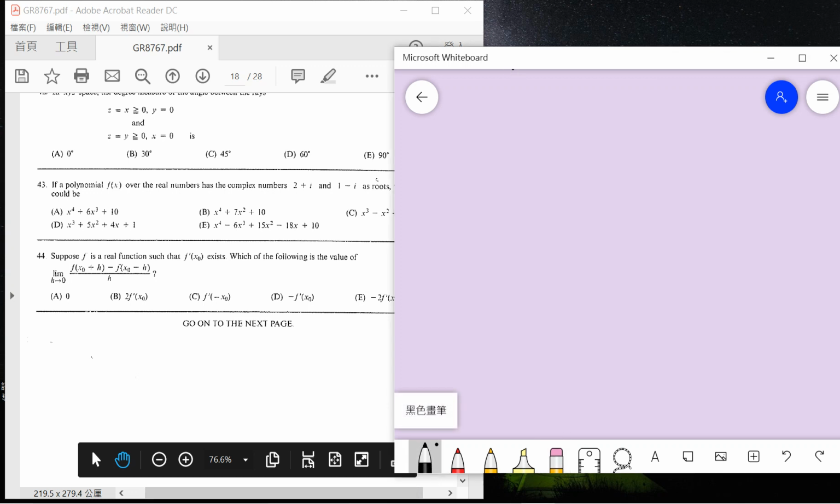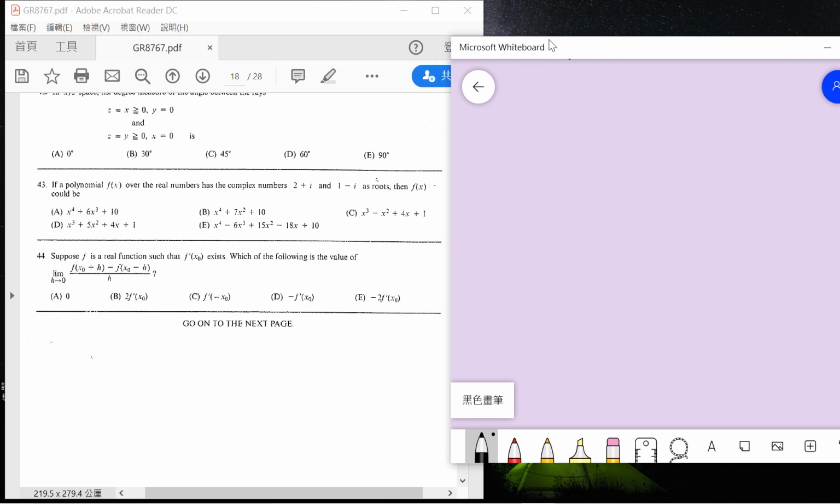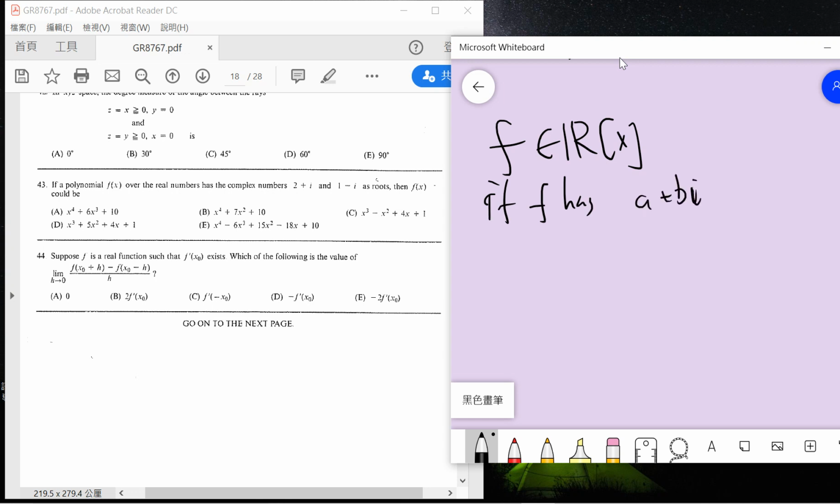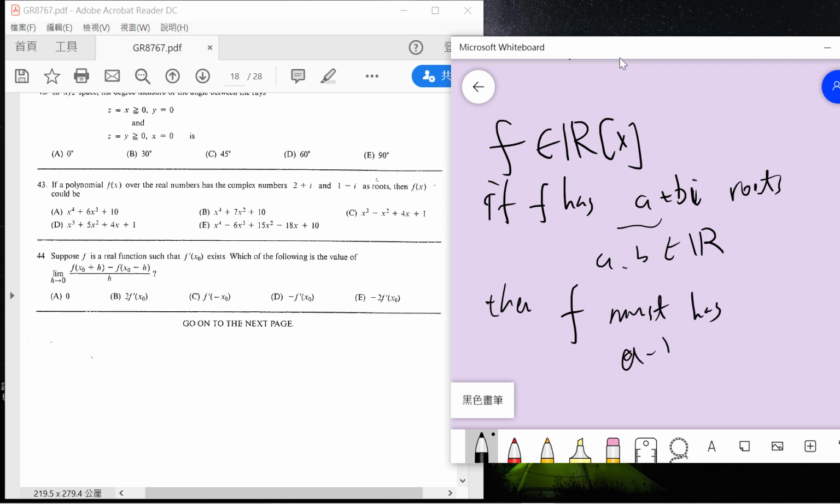So that means solve 43. If a polynomial over the real numbers has a complex number like 2 plus i and 2 minus i as roots, then f of x could be... Okay. So remember that if f belongs to the real coefficient polynomials, and f has a plus bi as a root, where a, b are real numbers, then f must have a minus bi as a root.